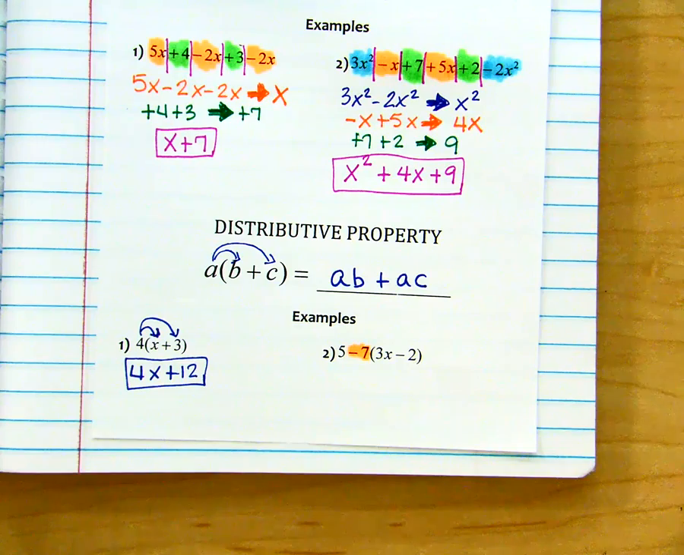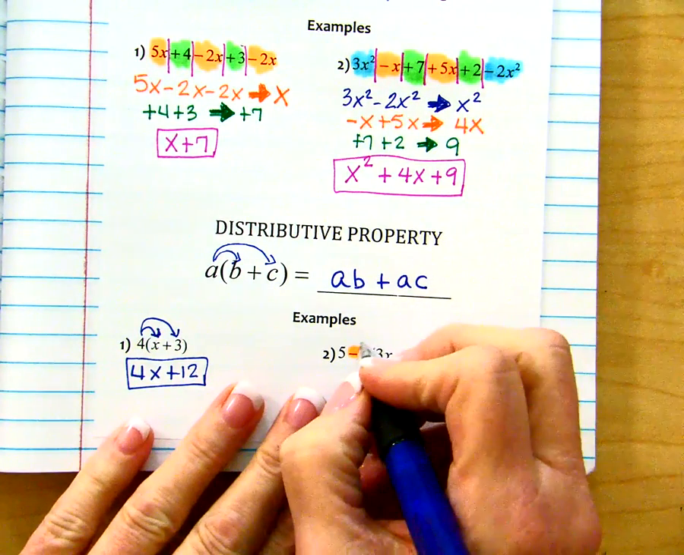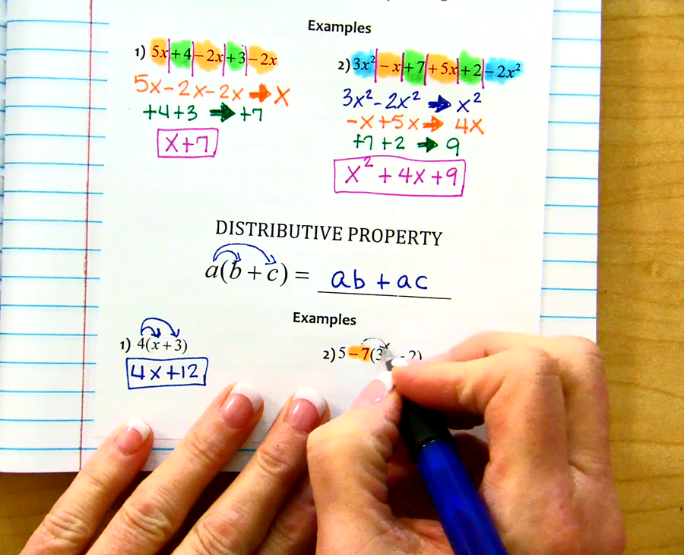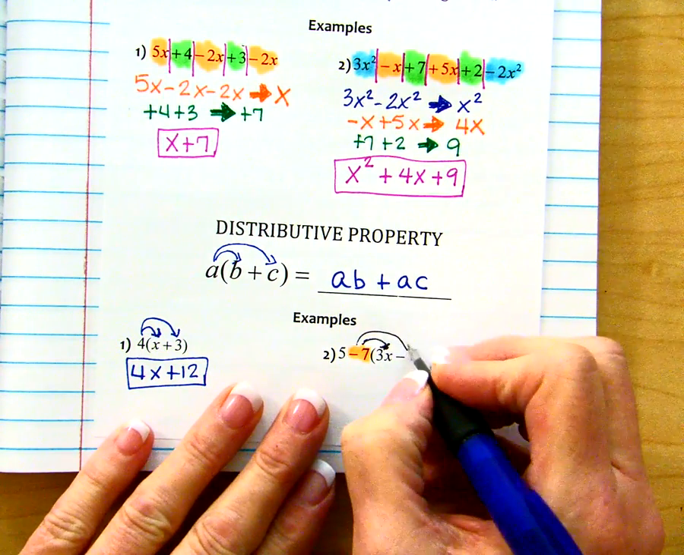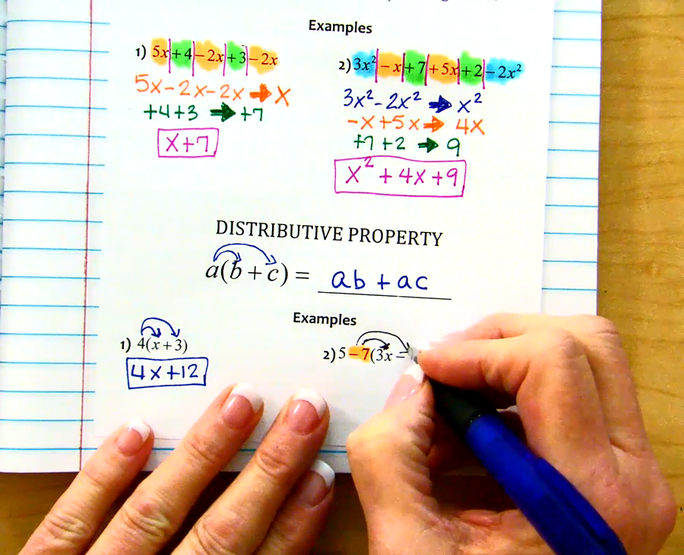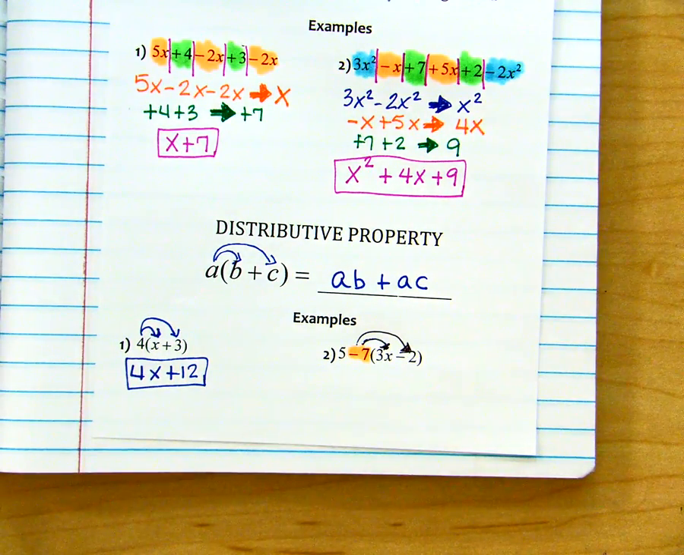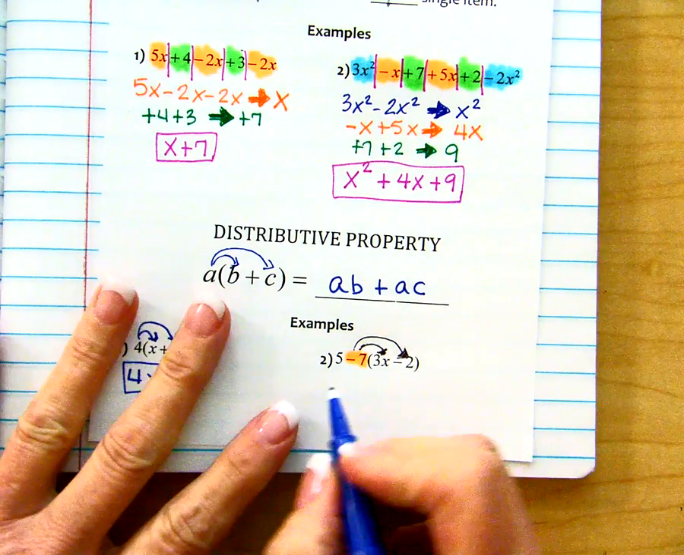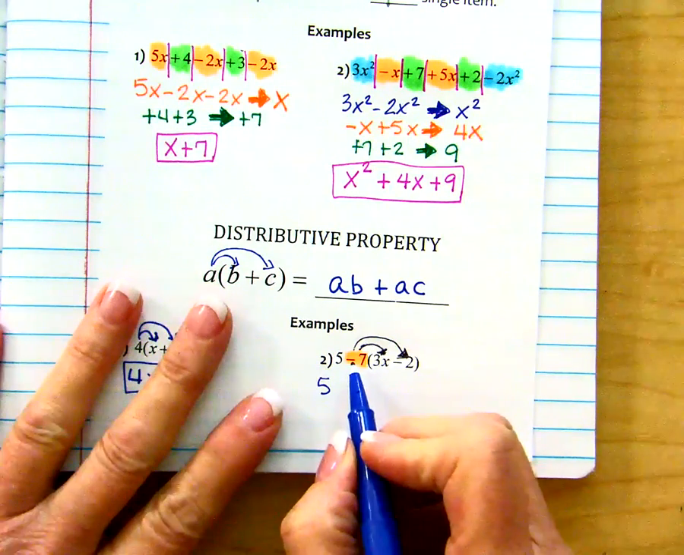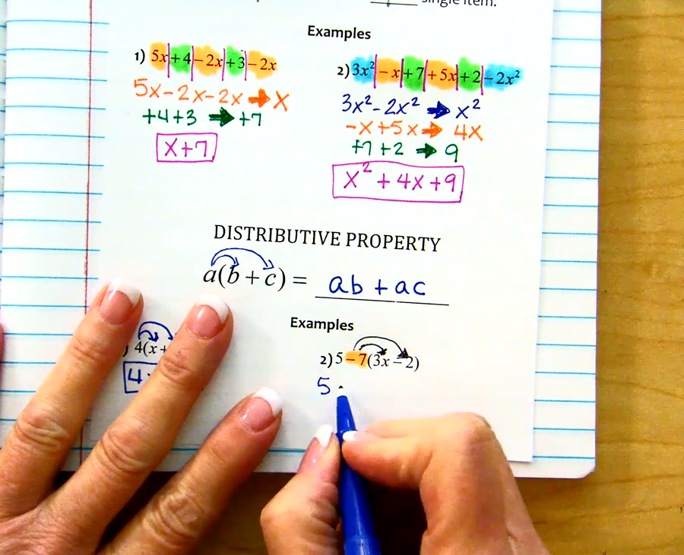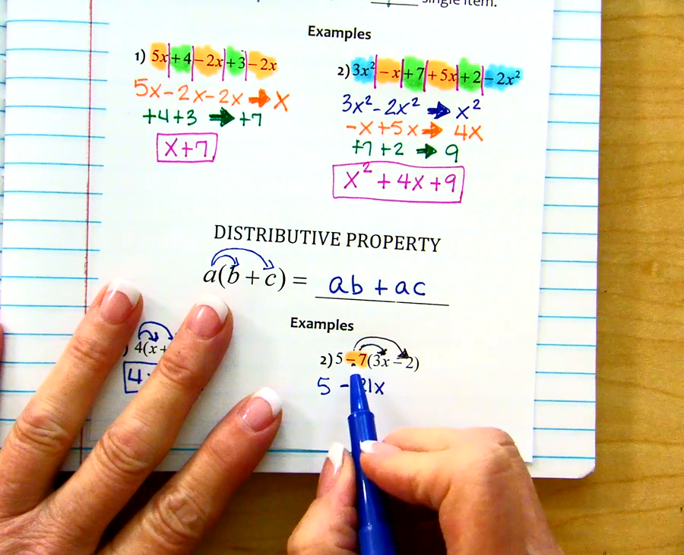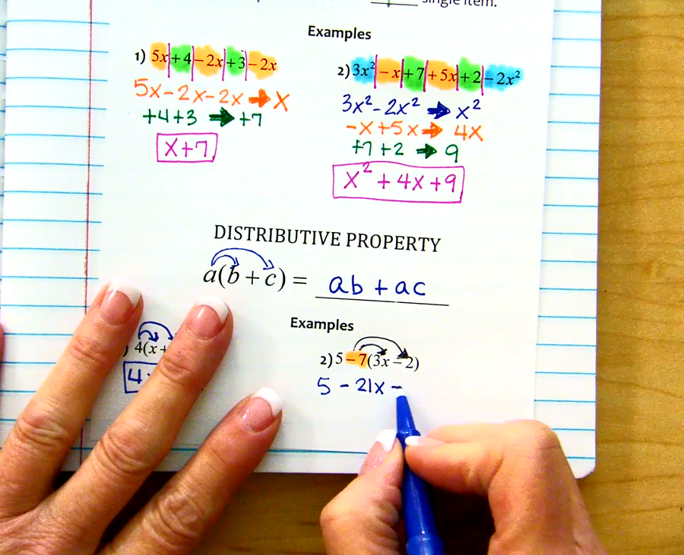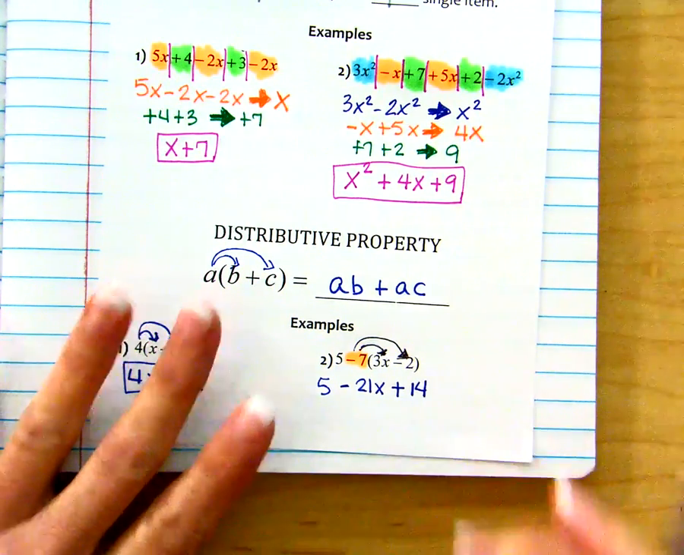I'm going to use a pen for this one. So I'm going to take the negative 7 and multiply it by the 3x. And I'm going to take the negative 7 and multiply it here by what amounts to a negative 2. Now this 5, he's just along for the ride. So I'm going to write the 5 down. Then I'm going to multiply negative 7 times positive 3x, and I get negative 21x. Then I multiply the negative 7 times a negative 2, and I get a positive 14.